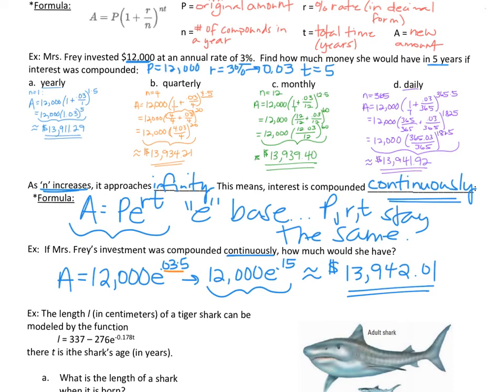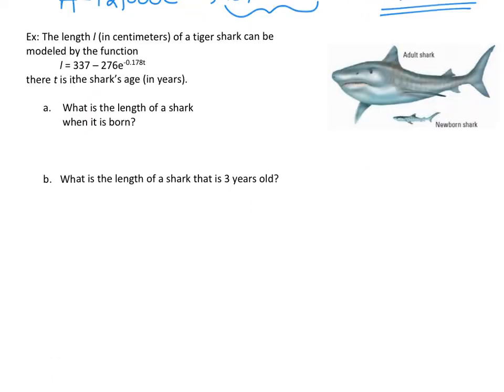Last but not least, we have a tiger shark problem at the bottom. It says the length L in centimeters of a tiger shark can be modeled by the function L equals 337 minus 276 e to the negative 0.178 t power. And it should say where t is the shark's age. A couple of typos there. Sorry about that. So the shark's age is going to be in years, and the formula is describing length of the shark as a function of time.